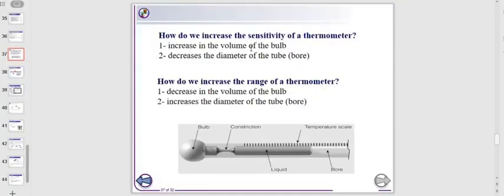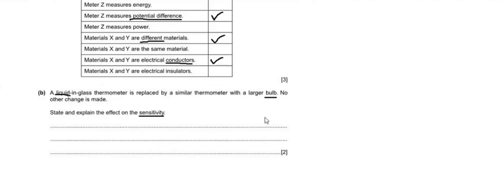that to increase the sensitivity of the thermometer, we can increase the volume of the bulb, or we can decrease the diameter of the tube. Okay, you can see this is nothing but the bulb, and this is nothing but the tube, which is also called the bore. So if we increase the volume of the bulb, the sensitivity will be more. So here we are going to increase the volume of the bulb. So we are using the larger bulb.